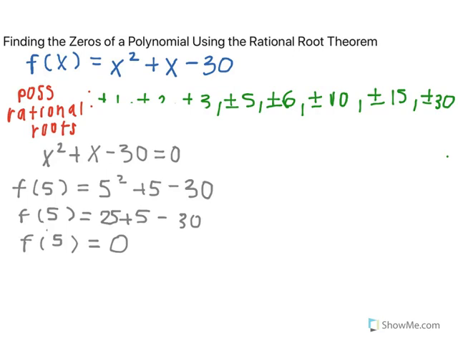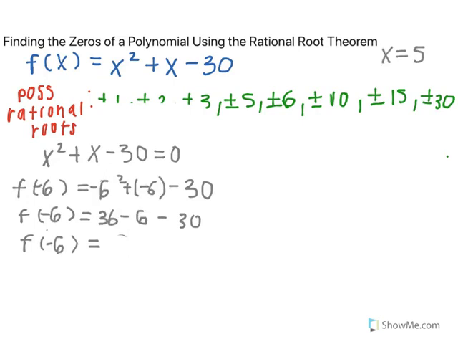Now let's try f of 5. F of 5 equals 5 squared plus 5 minus 30. And that equals 25 plus 5 minus 30. And from that we get 0. 0 is equal to 0. So 5 is one of the two roots of our function. Now we have to find the other root.